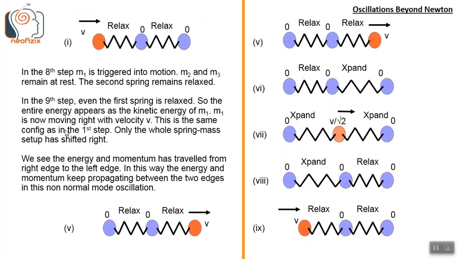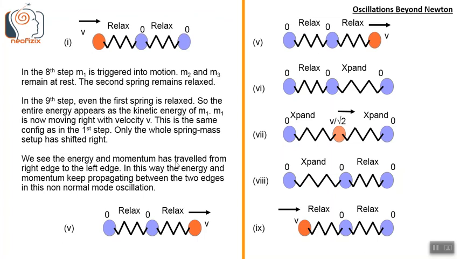So this is the same configuration as in the first step. Now it is a repetition, only the whole spring mass system has shifted right. So now we are back to the first step. These steps between 1 to 8 keep repeating over and over again, and the whole system keeps translating to the right.